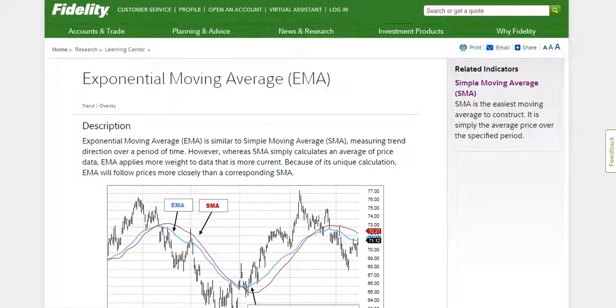I rewatched it this morning and I was like, geez, I just sounded so unexcited to explain the EMA and the SMA. So I wanted to go more in detail on it. We're going to show you a quick example of each. I'm going to show you how I set them up, and then we'll go from there.